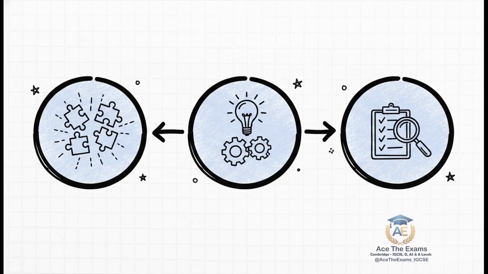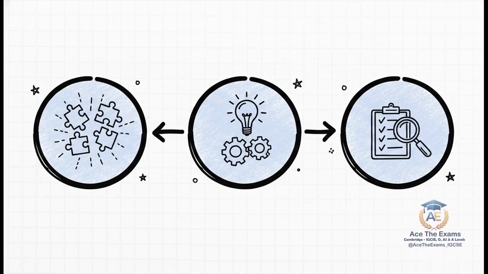Always remember this fundamental problem-solving loop. Deconstruct, solve, evaluate. First, you identify the given information and break it into logical steps. Then, you solve it systematically. Finally, and this is where students lose marks by skipping it, you evaluate. You check your answer for reasonableness and make justified recommendations.